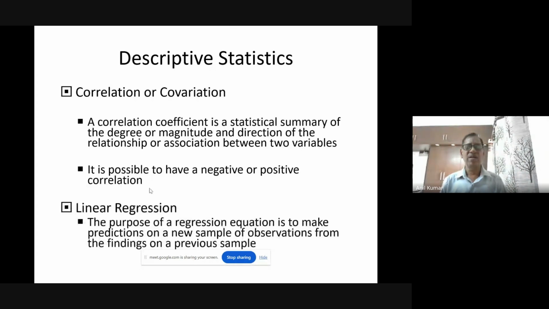Linear regression prediction also you are well aware of. By way of having knowledge of a simple observed relationship, we can predict, we can have a regression equation also for prediction purposes.